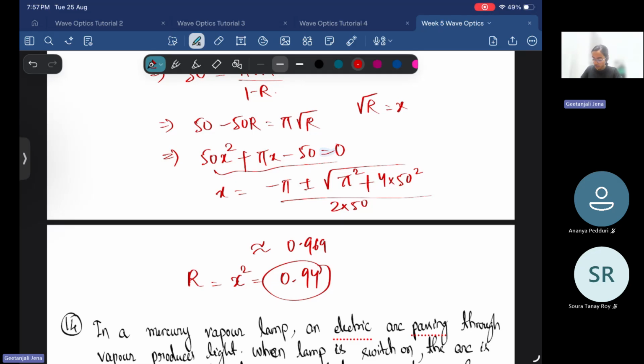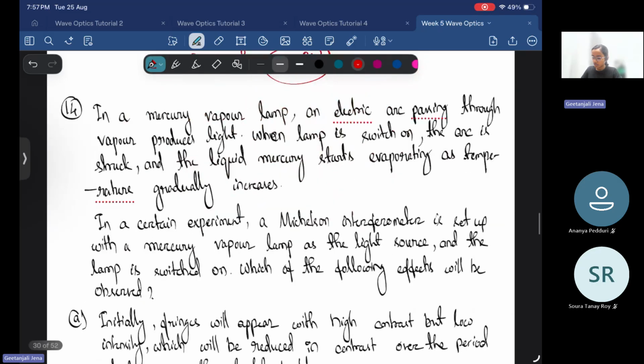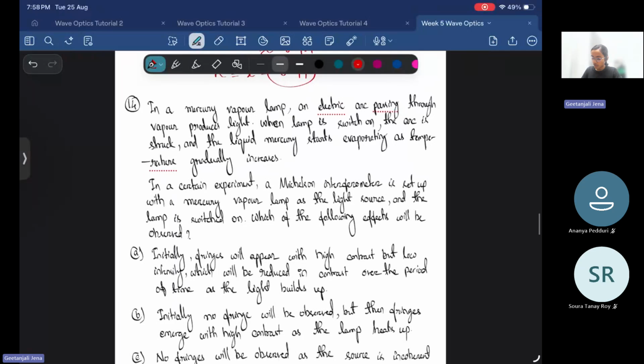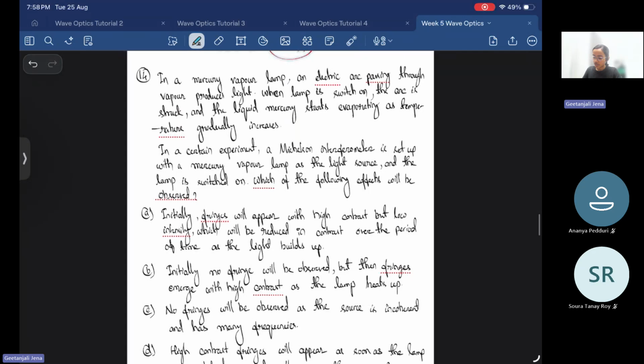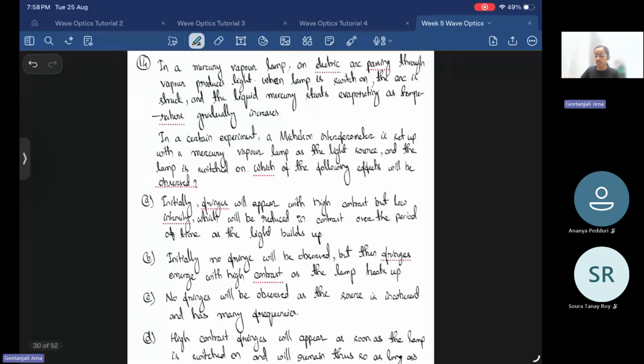Okay, so I think we can solve one more question. It's a conceptual one. It's given that in a mercury vapor lamp, an electric arc passing through the vapor produces light. When the lamp is switched on, the arc is struck and the liquid mercury starts to evaporate as the temperature gradually increases. In a certain experiment, a Michelson interferometer is set up with a mercury vapor lamp as the light source and the lamp is switched on. Which of the following effects will be observed?